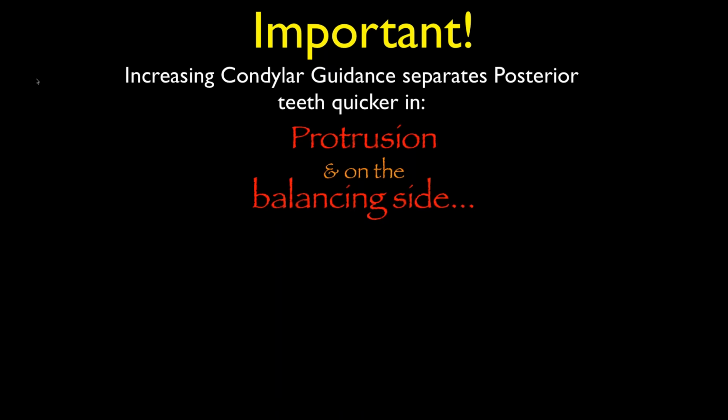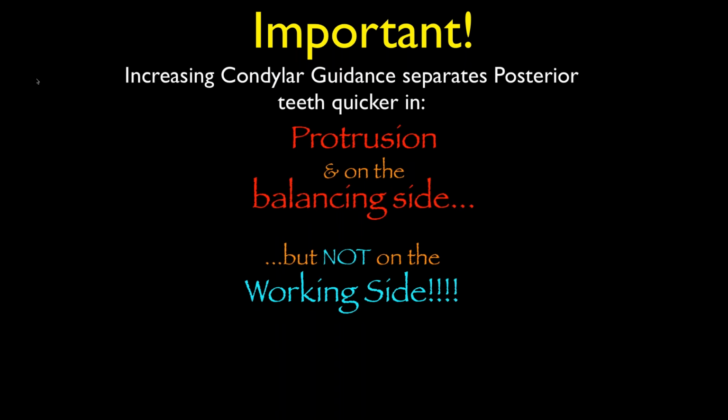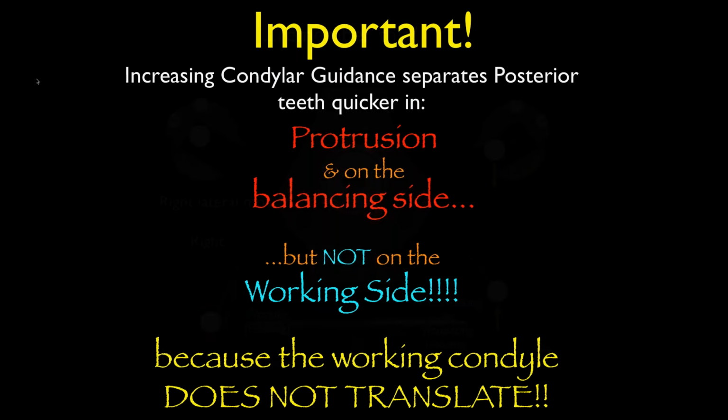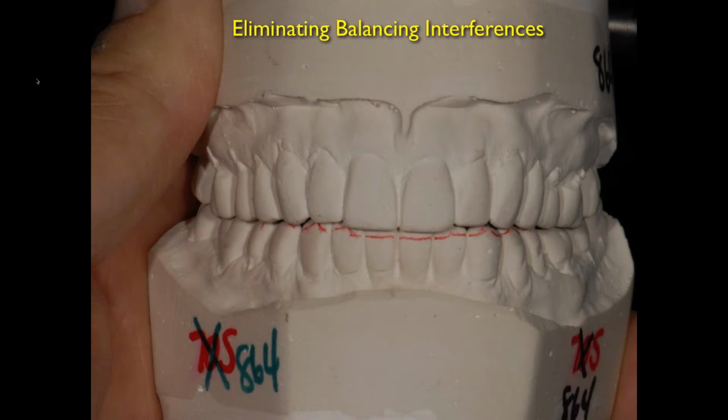Increasing condylar guidance separates posterior teeth quicker in protrusion and on the balancing side. Remember, not on the working side. It has no effect on the working side because remember, that working condyle doesn't move. It doesn't go down the eminence. Condylar guidance doesn't affect it. It just rotates. And so you need to remember, you cannot clear an interference on the working side. You can't do it, not with condylar guidance, okay?